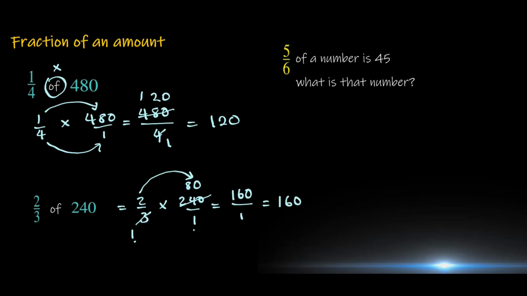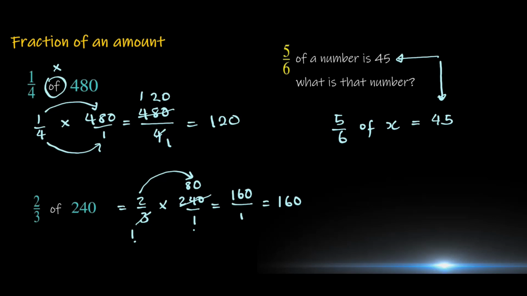In the last example, I'm told that 5 over 6 of a number is 45. What is this number? The first thing we've got to do here is to interpret that problem as a mathematical sum. So 5 over 6 of a number, we can call the number that we don't know x, equals 45. So I've translated this part of the problem into a mathematical problem. What this reads is 5/6 of a number x equals 45.